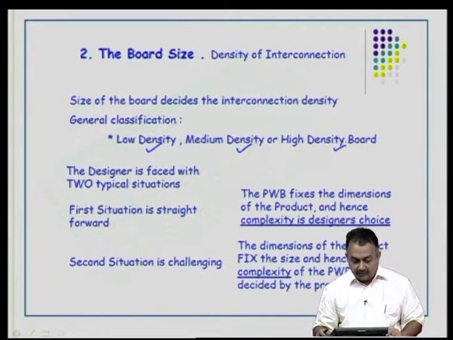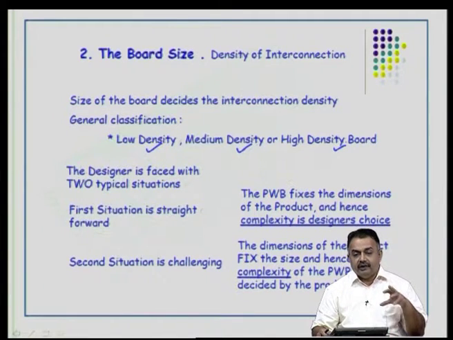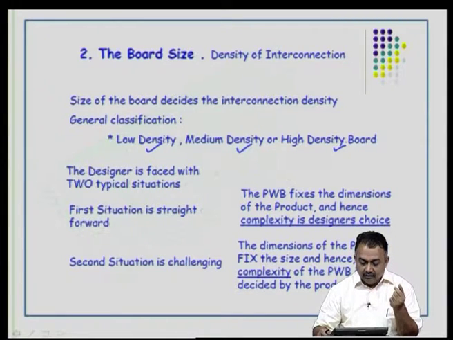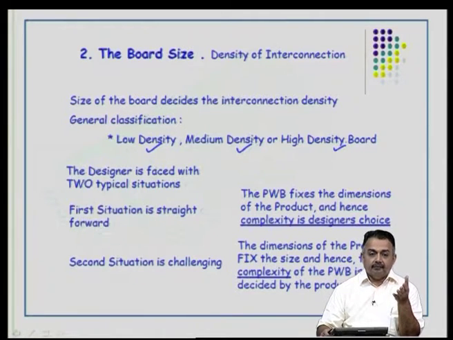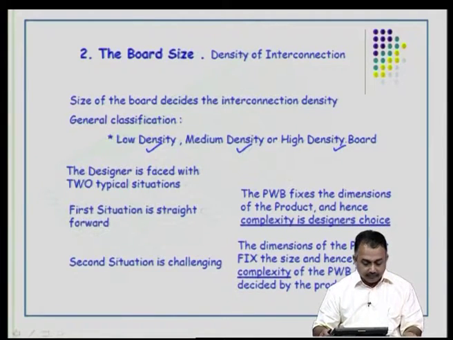The second situation is that the dimensions of the product are fixed, and hence the complexity of the PWB is decided by the product itself, and therefore, the designer will have much more job to do in fitting the entire circuitry on a given PCB size, the maximum PCB size defined by the product itself. So, this becomes more complex. In the other case, you have more flexibility. So, these are two common situations, and probably the only two situations that an electrical designer will face when designing a printed wiring board.